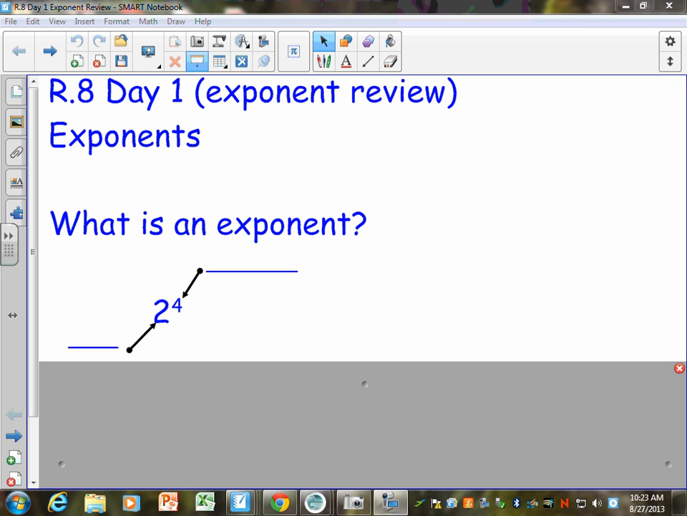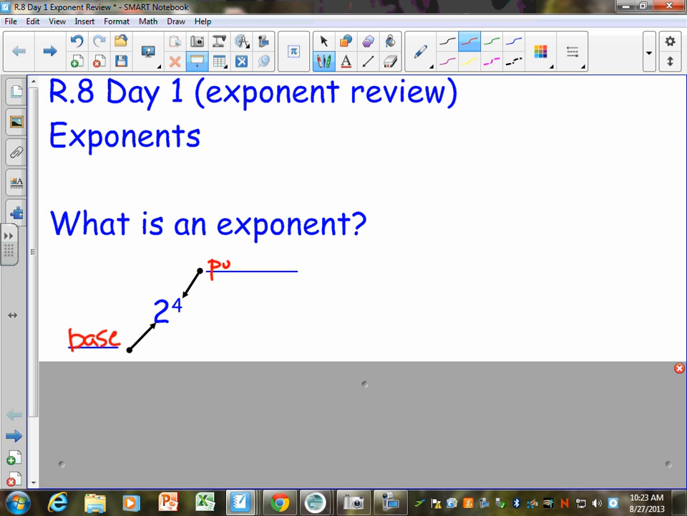We're starting with what is an exponent. An exponent, remember, is just a way to simplify how we write things. So when we write something like this, remember that the big number is called the base, right? And then this is called the power or the exponent. So this is the power or the exponent.